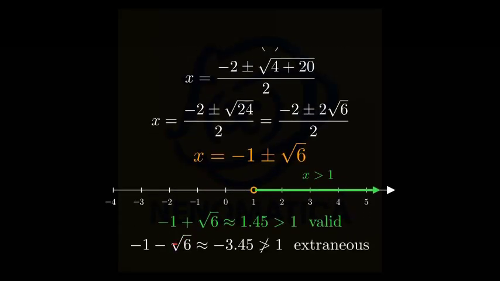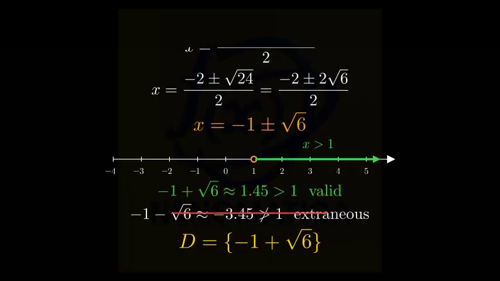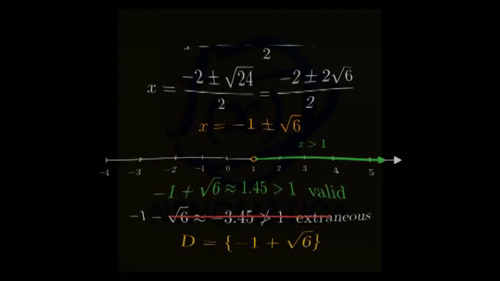Square root of 6 is about 2.45. Negative 1 plus square root of 6 is about 1.45, which is greater than 1, so it is valid. Negative 1 minus square root of 6 is about negative 3.45, which is not greater than 1, so it is extraneous. Step 10. Therefore, the final solution set is the single value negative 1 plus the square root of 6.